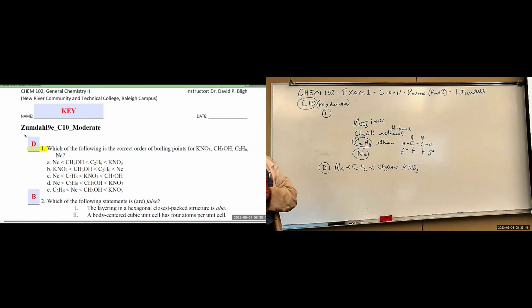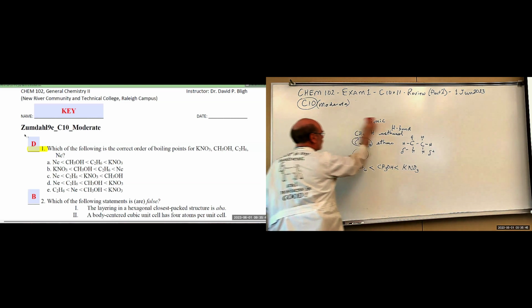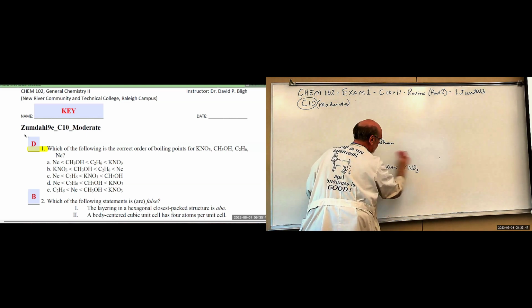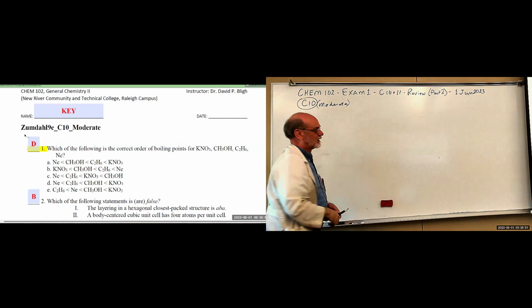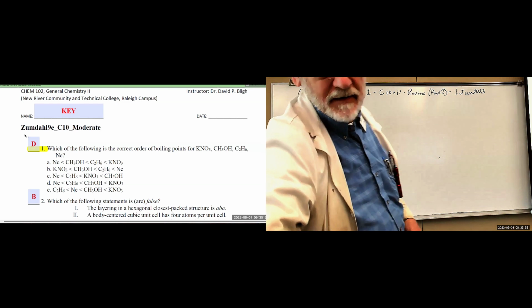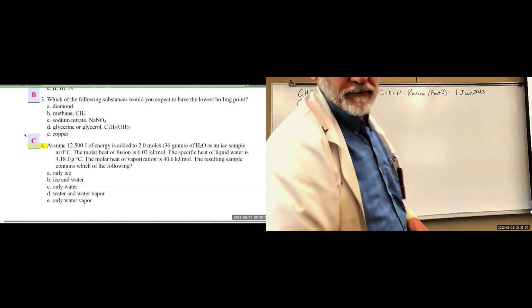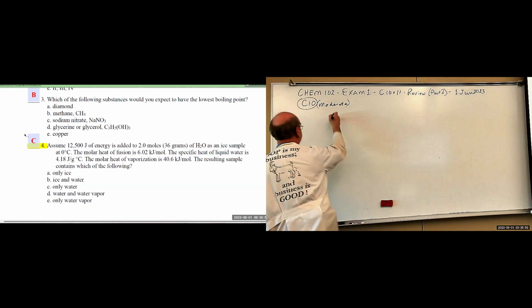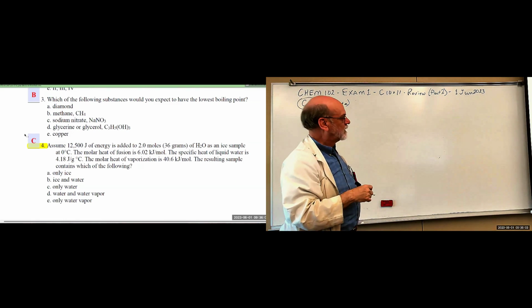Okay. That was moderate 1 for chapter 10. Let's see, moderate 4. We're actually going to have to do some calculations.